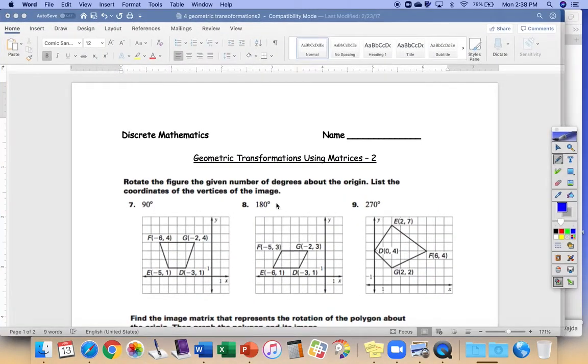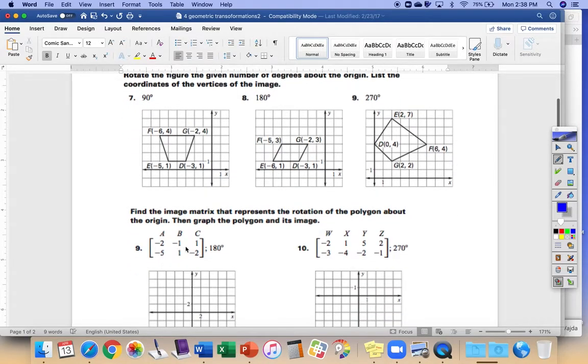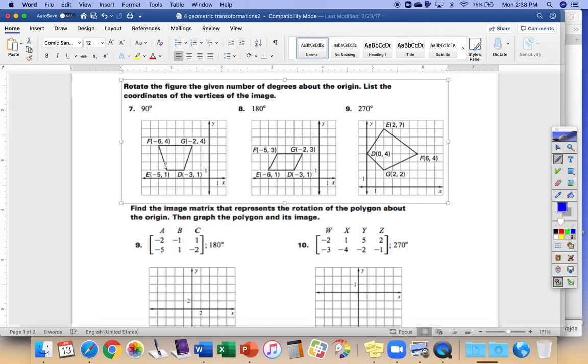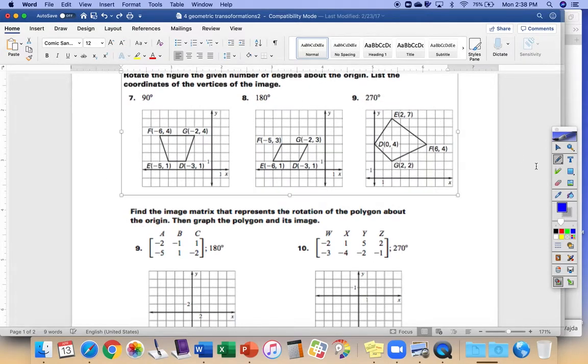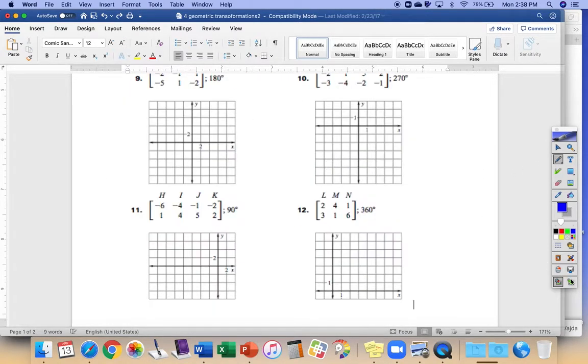And for page 18, you're going to take matrices or pictures, and you're going to rotate them by the degrees it says. For instance, here for 90, you would have to take these points. You would have to put them into a matrix. Let me show you what I mean.